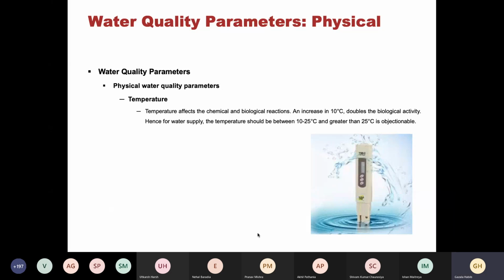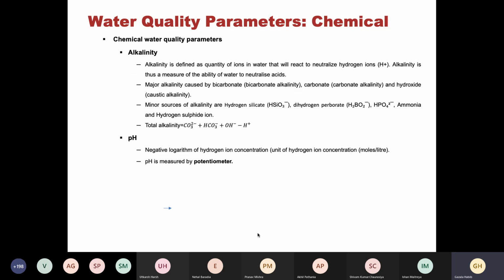Then temperature: generally 25 degrees centigrade is a good temperature for drinking water supply. People do not like high temperature water. However, there is no harm in using water at 30 or 35 degrees centigrade, but it is objectionable to supply water above 25 degrees centigrade.